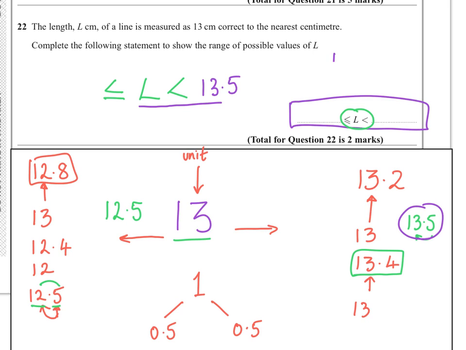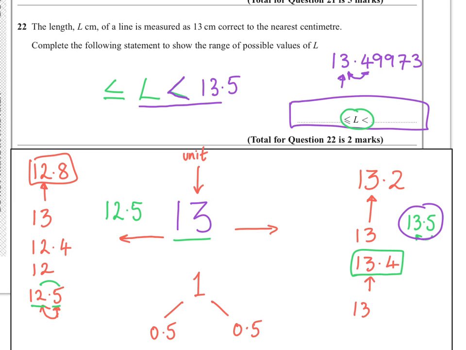Even if we had something like 13.49973 to the nearest unit, that would still round down to 13, because this number here is a 4, a 3, a 2, a 1 or a 0, which has no effect on the number before it. So that's why this is a less than sign, okay? Because if it was equal to 13.5, i.e. if I did this, then it would round up to the next one, 14, and would not be allowed. So let's have a look at the next part.